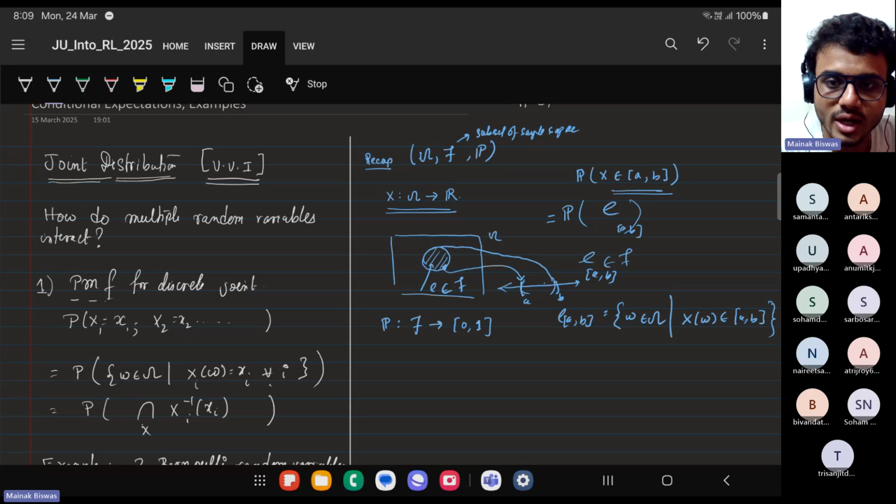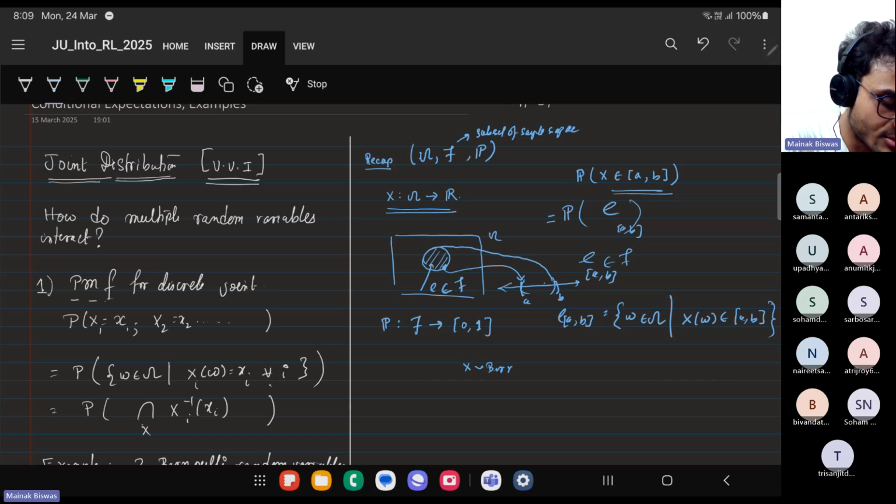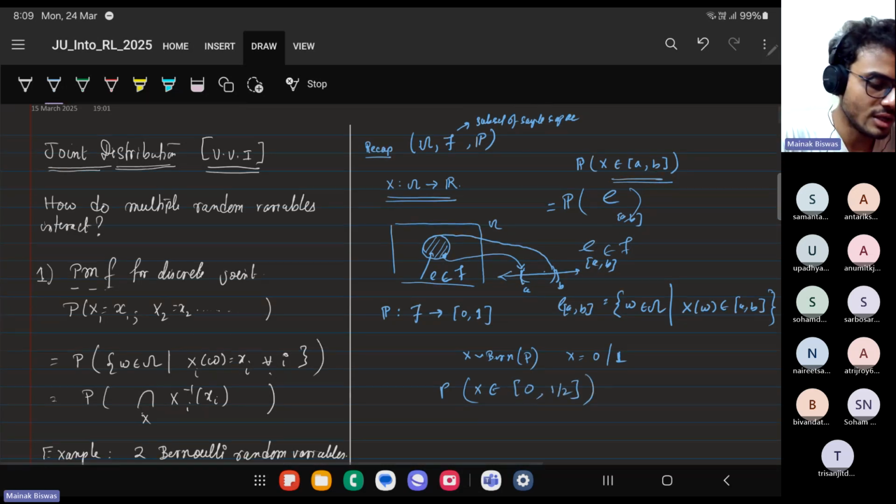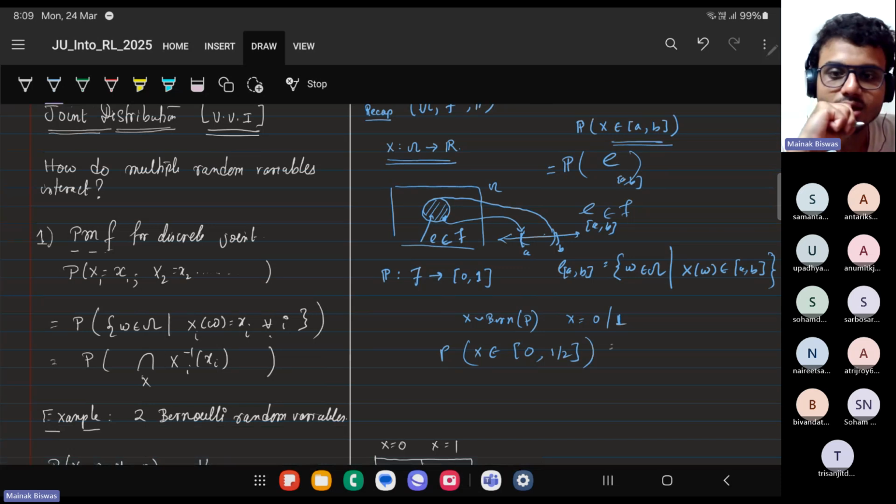If I toss a coin and tell you that X is between 0 and 0.5, what is the event for the Bernoulli random variable that I am referring to? Whose probability will we find? So if I say that X is a Bernoulli random variable, Bernoulli P, that is X can be 0 or 1, and the probability of X belonging to 0 to half. Can you tell me what this will be? Which is this element?